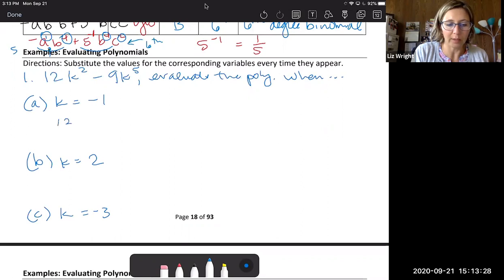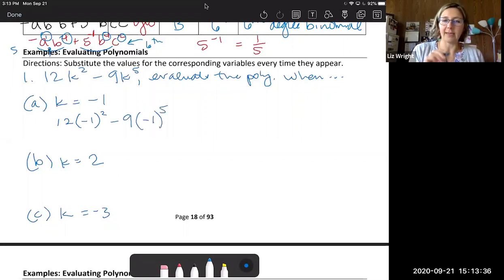We're going to have 12 times -1 quantity squared minus 9 times -1, and we're raising that quantity of -1 to the 5th power. So here we've got 12. This -1 times -1 gives us a +1. And then we've got -9, and then -1 to the 5th, because we're raising it to an odd power, it's going to be negative. So this is going to be -1.